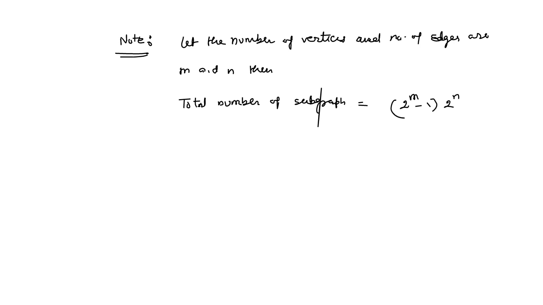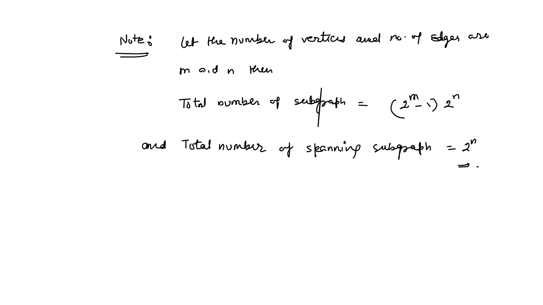And the total number of spanning subgraphs is equal to 2 raised to the power n. Here n represents the number of edges. In a spanning subgraph, we involve all the vertices. On the basis of edges, we can construct the spanning subgraphs of any graph G. So you have to remember all these points.